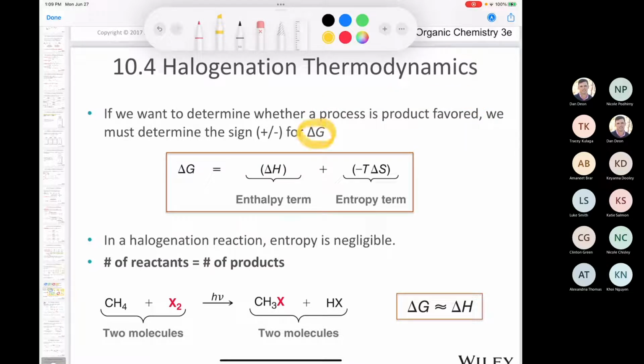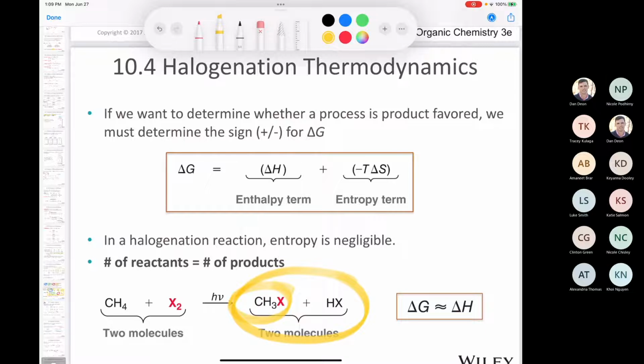Gibbs free energy. We know that if Gibbs free energy is a negative number, then the reaction will be spontaneous. And if Gibbs free energy is a positive number, the reaction is not going to work. It is not spontaneous. Now, when we look at a halogenation reaction, we're starting out with our alkane plus a halogen. So we have two molecules. And then we're producing the haloalkane plus a molecule of HX. So we're ending up with two molecules.